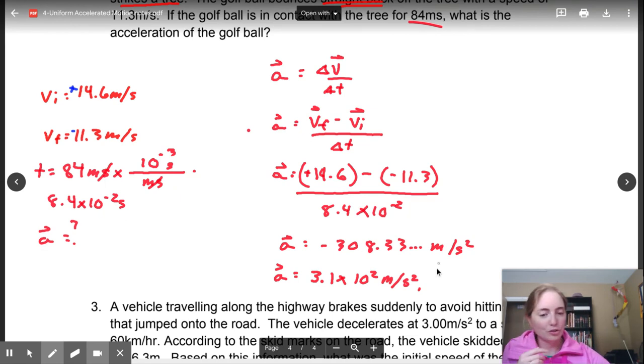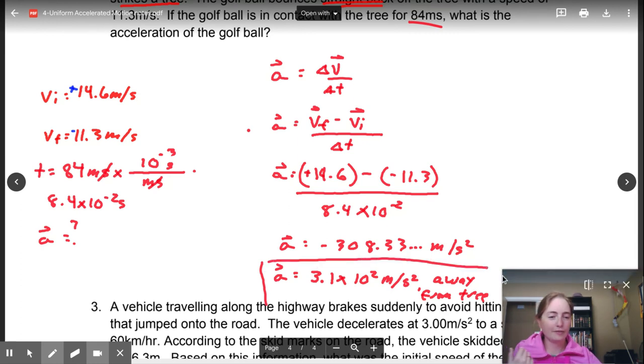It was moving towards the tree initially. Now it's moving away from the tree. So let's go with away from tree. Please box your final answer. Okay, so those are all the pieces that I need to see to get full points on this question. Sounds good? Awesome possum.